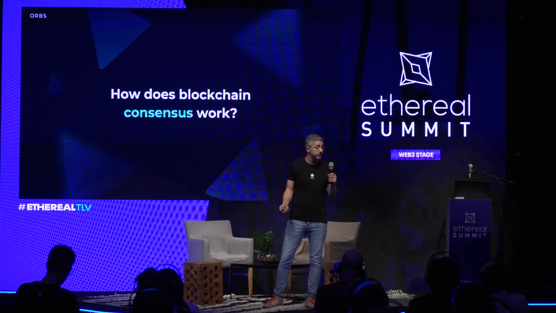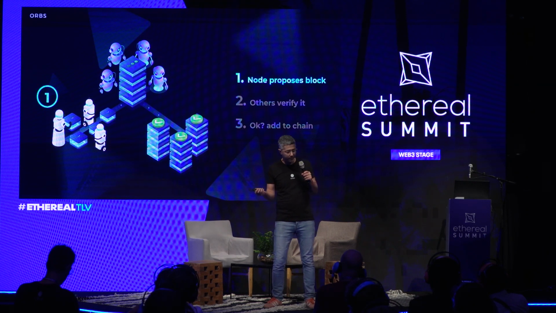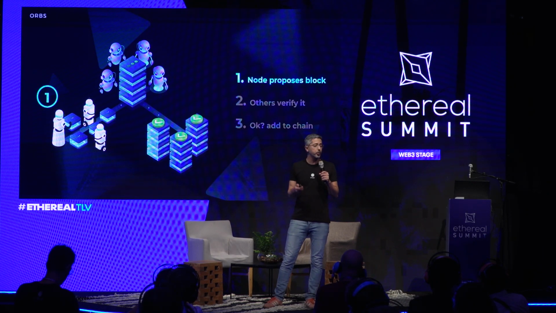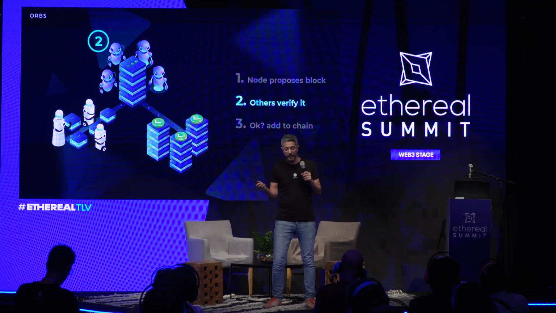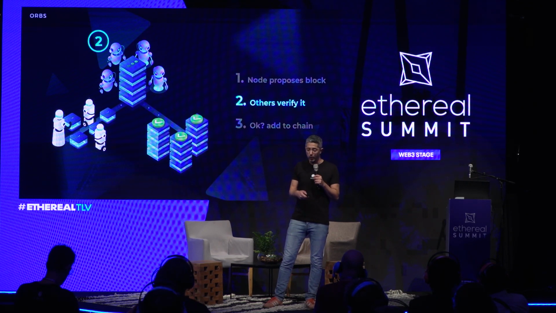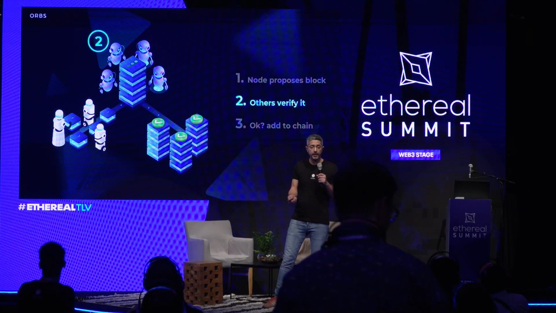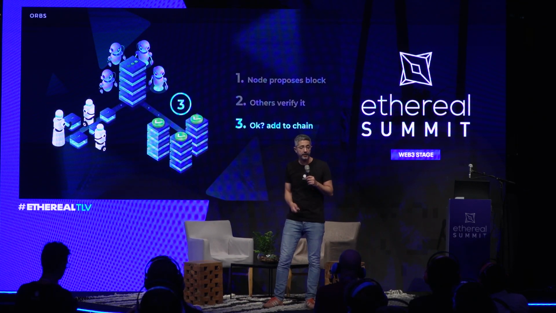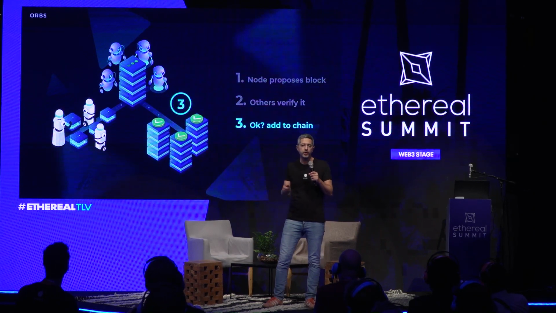How does blockchain consensus work? The process is very, very simple. You have a bunch of nodes that are operating the network. One of these nodes is going to propose a block. They're going to propagate the block inside the network, and a group of other nodes are going to verify it. Others will verify, and if the verification process succeeds, it passes consensus, and the block is added to the chain. Now, almost all blockchains work this way. It doesn't matter if it's proof of work or stake, and it doesn't matter if it's permissionless or permissioned.